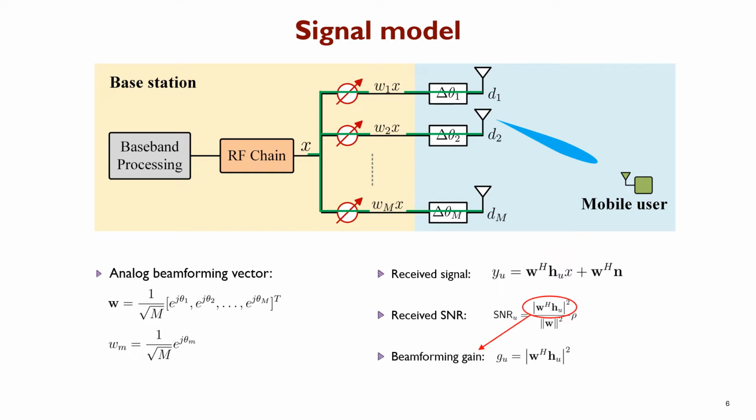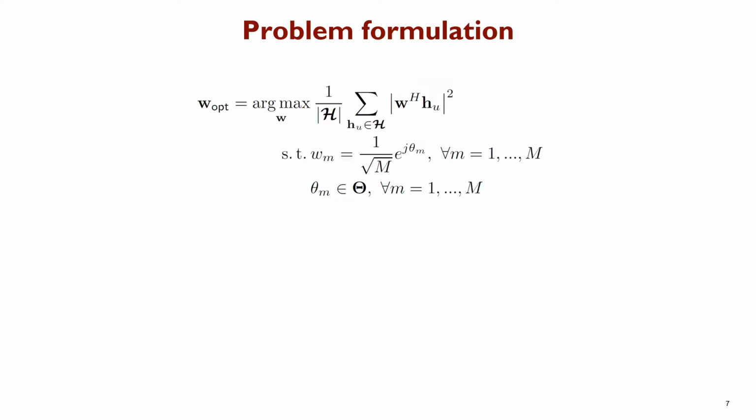And we assume that the mobile user feeds this beamforming gain back to the base station to indicate how good the current transmission is. So our problem can be simply formulated in this form, where we want to find the beamforming vector that maximizes the average beamforming gain over a set of users, where H denotes the channel set that contains multiple similar channels, and theta is the discrete phase set.